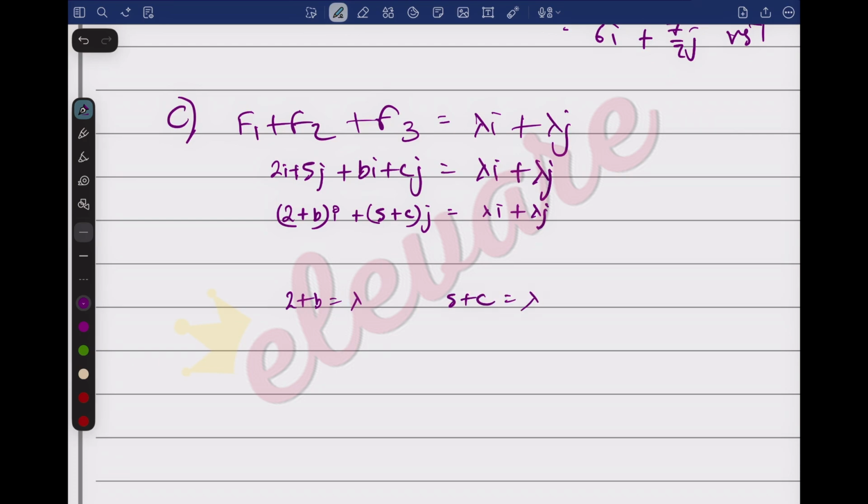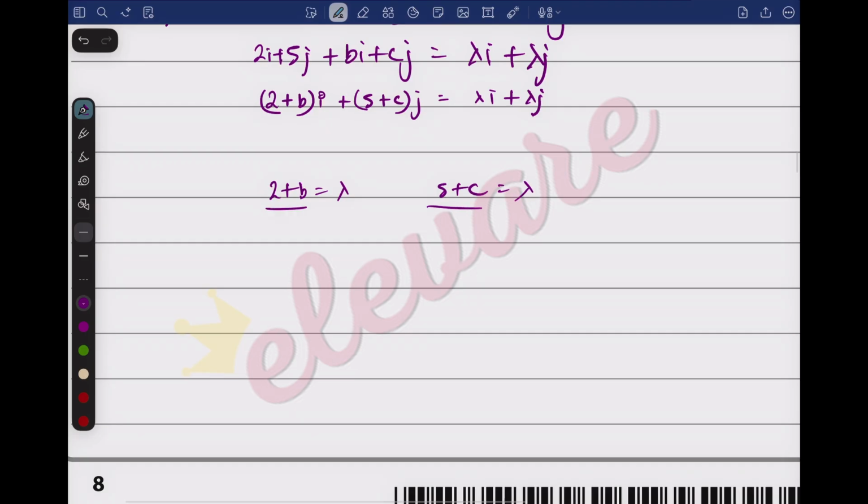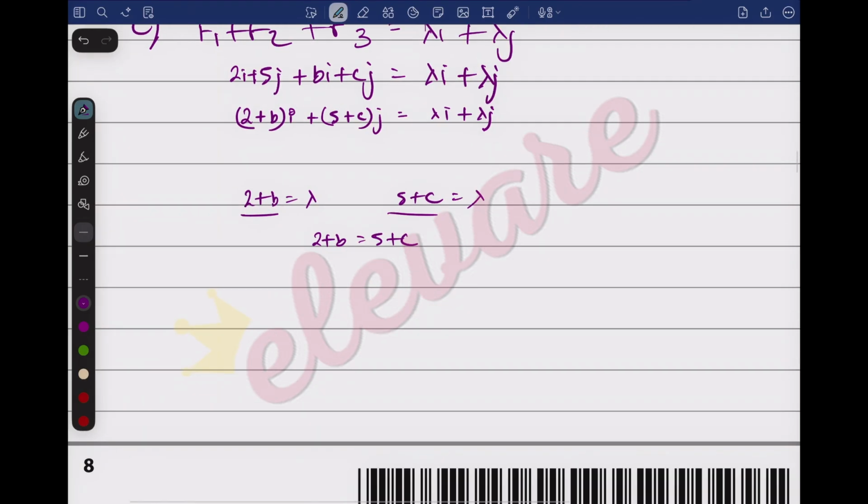Now the problem is, there is no problem. If this is lambda and this is also lambda, that means you can say that 2 plus b is equal to 5 plus c. And that should give you b minus c is equal to 3, right? And since it's a show that question, we would like to show an extra step of 5 minus 2. We'll take no chances. We're going to write every single step, no matter how small it is, or silly it is. So b minus c is equal to 3, and we'll write down shown in brackets.